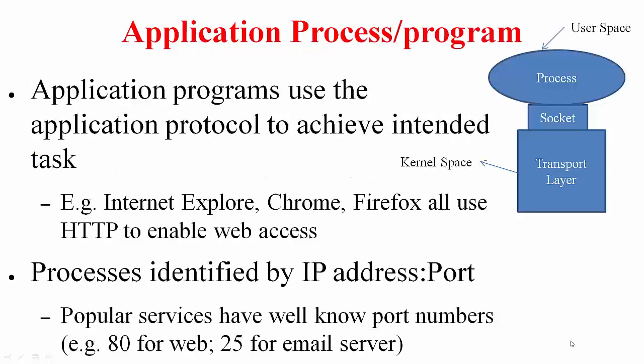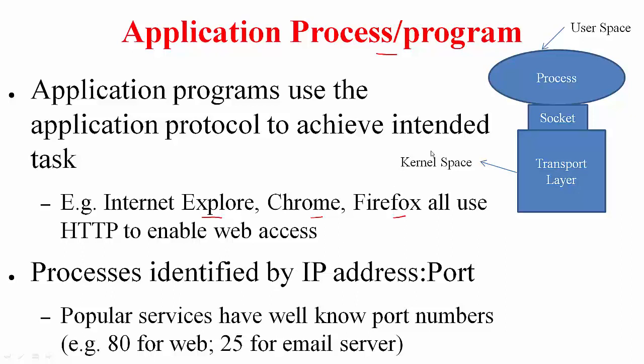And then there is something called an application process or a program. These are different from application protocols. An application program or a process actually implements the application protocol. For example, Internet Explorer is an application program. Chrome is also an application program. Firefox is also an application program. All of these implement HTTP to provide web access. The difference could be in the GUI, that is the user interface. We have already seen this before.